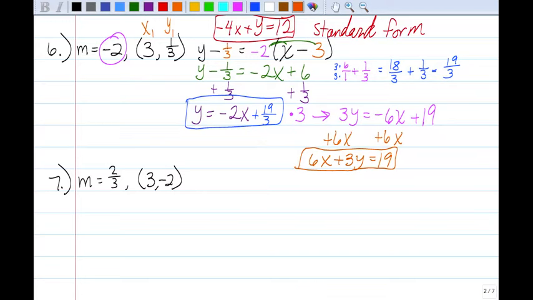Alright, number 7, slope is 2/3, and it's going through 3, negative 2. So we have m, that's our slope, it's 2/3. Then we have x1 and y1. So we're doing y minus negative 2 equals 2/3 times x minus 3.